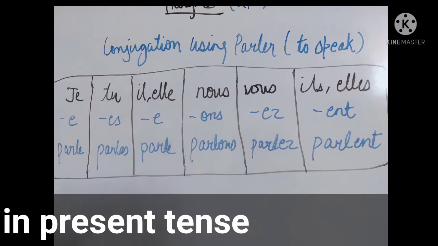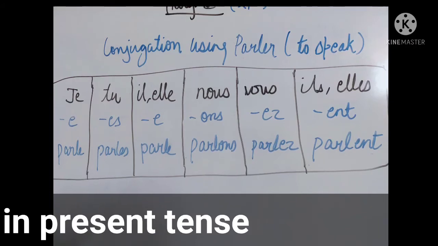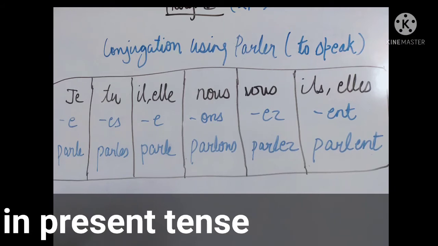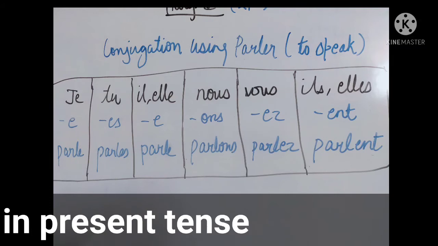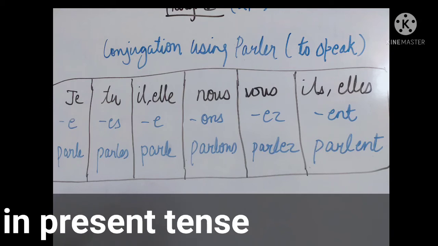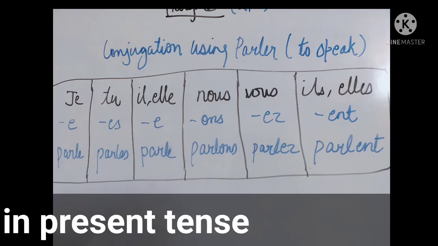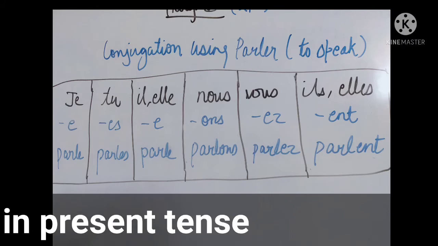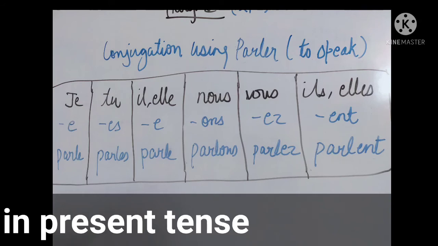So for je we will pronounce it parle. With tu, parle. Il, elle, parle. Now you must have seen that for je, tu and il, elle, the spelling is different. For je we have added e to par, for tu we have added es, for il, elle we have added e. But still the pronunciation is the same.